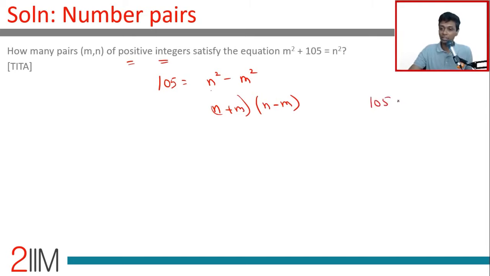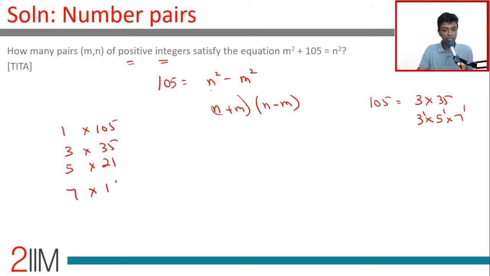105 can be written as 3 into 5 into 7. And so that's 8 factors. It can be broken up in 4 different ways. So it can be written as 1 into 105, 3 into 35, 5 into 21, 7 into 15. Each of those will give us one pair of integers. Remember, n plus m has to be greater than n minus m. n and m are natural numbers. n is greater than m. This has to be greater than this.